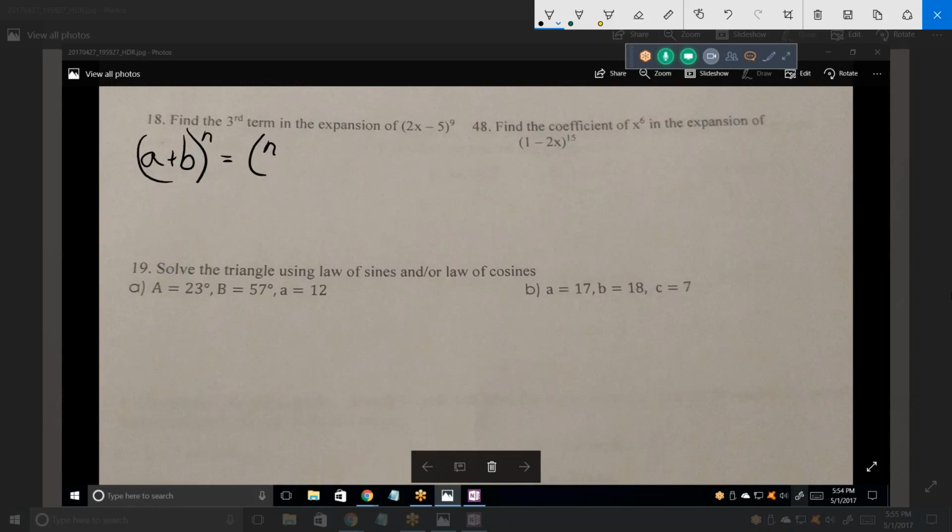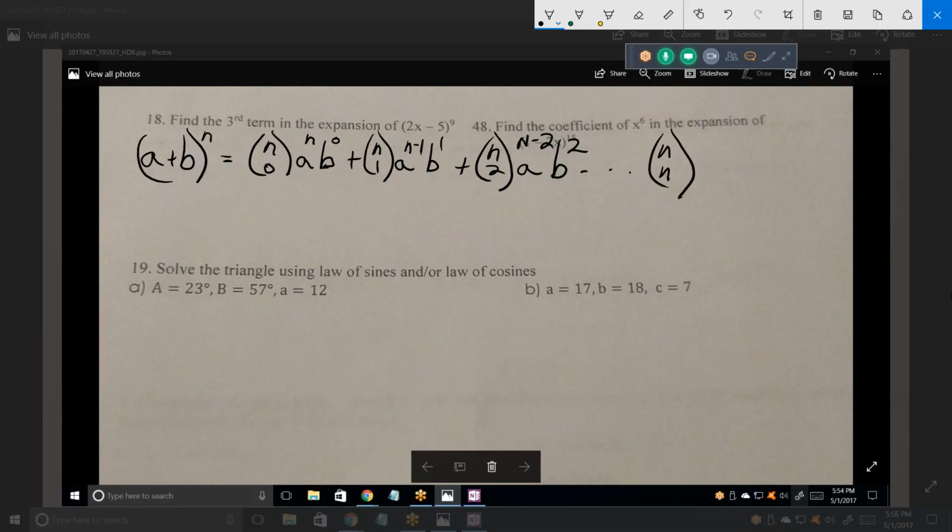It's n choose 0 times a to the nth times b to the 0th, which is just 1, but it helps keep track of it, plus n choose 1 times a to the n minus 1 times b to the 1, plus n choose 2 times a to the n minus 2 times b to the 2, dot dot dot all the way up until you get n choose n, depending on what n is, and then you've got a to the 0th, the last term, and that's b to the n.